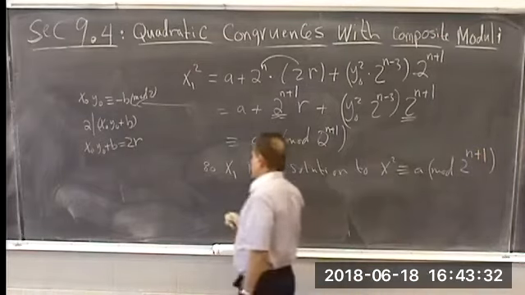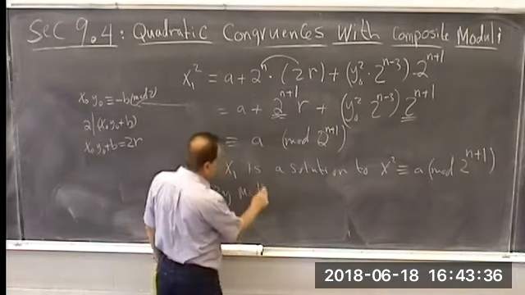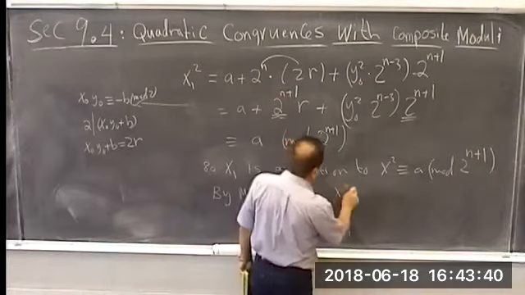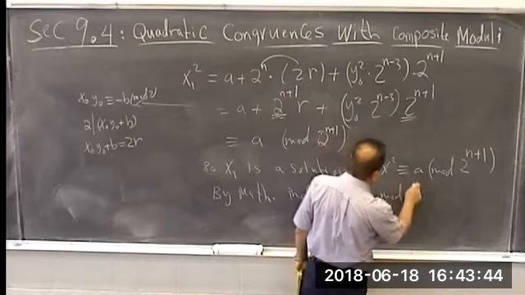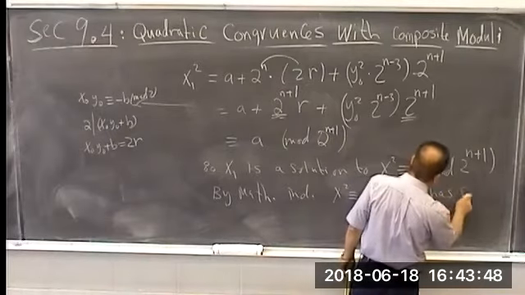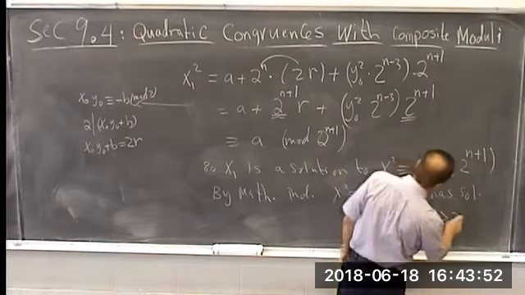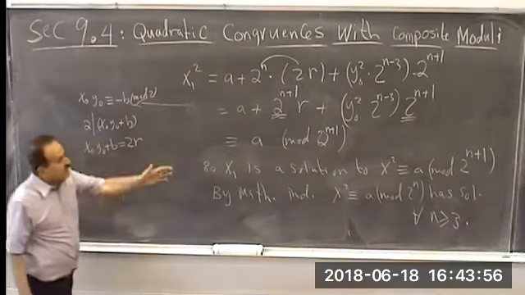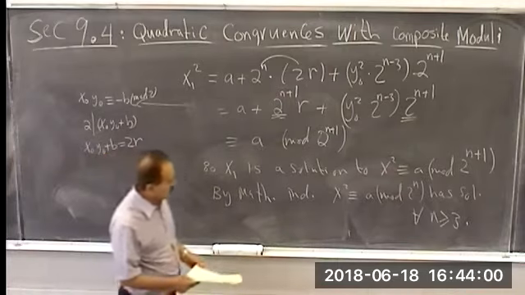Then by mathematical induction, x squared congruent to a mod 2 to the n has a solution for every n bigger than or equal to 3. So if a has the form 8k plus 1, this has a solution for every power of 2 bigger than or equal to 3.